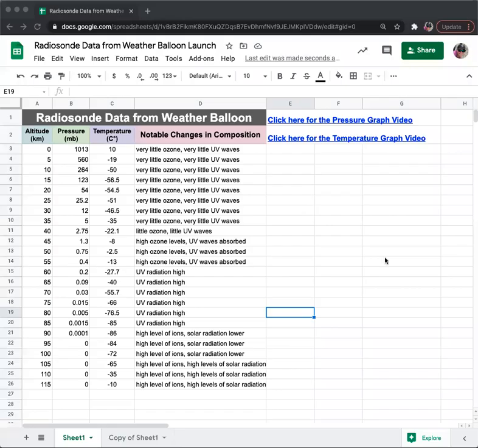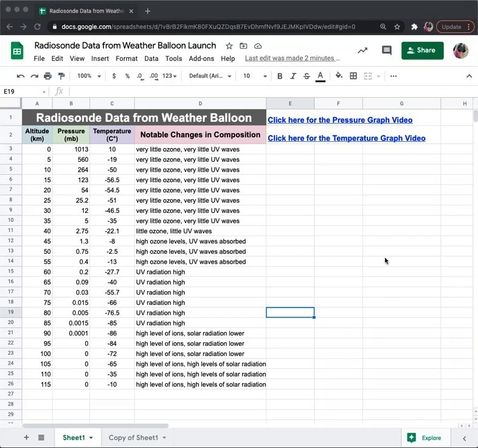Hey everyone. All right, in this video, we are going to talk about how to make your pressure graph for your radiosonde data for our layers of the atmosphere lab. So this week, we are investigating the atmosphere and we are looking at some raw data from a radiosonde, which is just a weather balloon. So that's a technology device that is launched into the atmosphere and it takes readings of different atmospheric things.